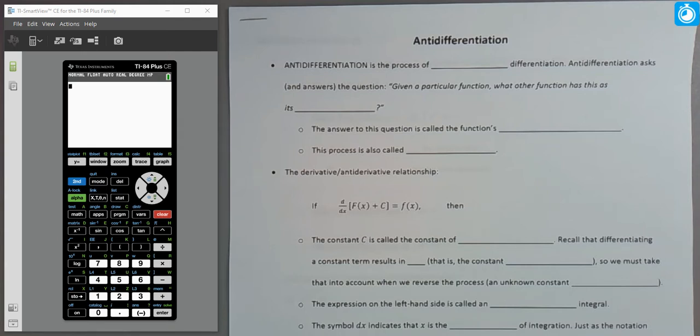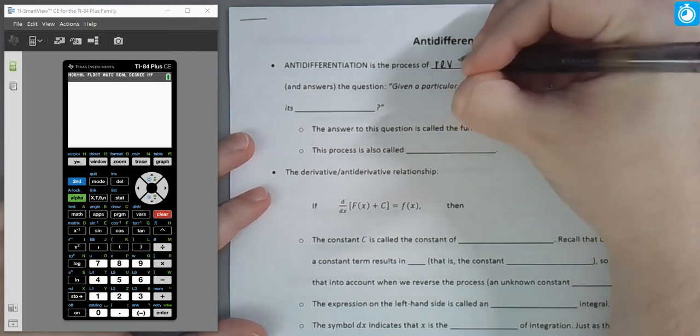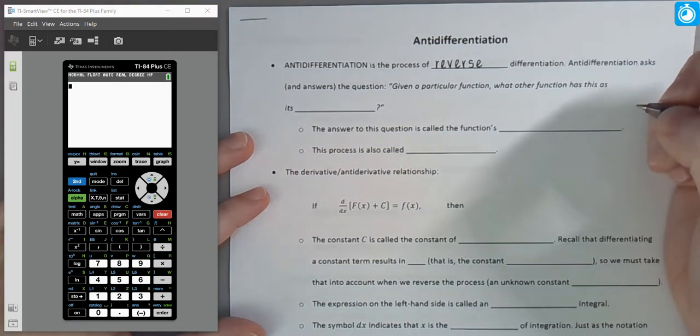So we're going to start our discussion of anti-differentiation, which also requires a variety of different techniques and also has a variety of different applications. So first off, what is anti-differentiation? Well, based on what you know about the prefix anti, you may be able to guess what anti-differentiation is. Anti-differentiation is what we can think of most generally as the process of reverse differentiation.